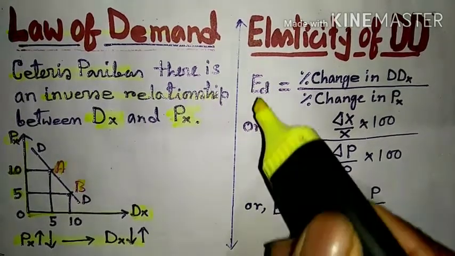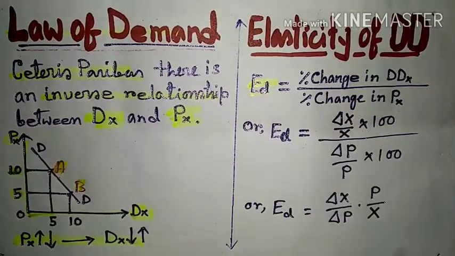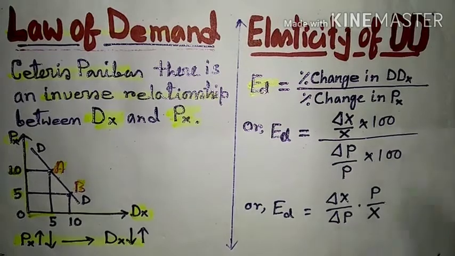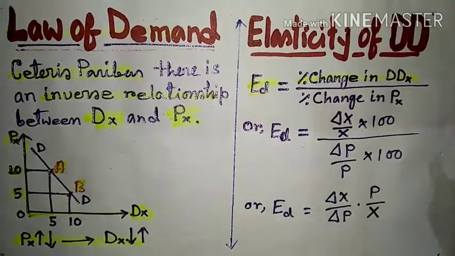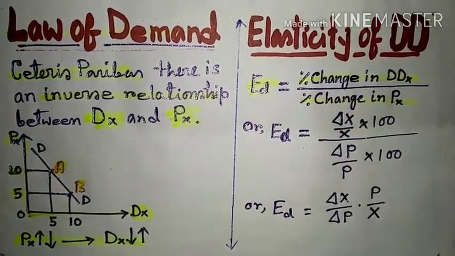Here we have written the equation or the formula to measure the elasticity of demand. So elasticity of demand represents the ratio of percentage change in demand and percentage change in price. Percentage change in demand can be written as delta x by x into 100 and percentage change in price can be written as delta p by p into 100. Here x represents demand and p represents price.